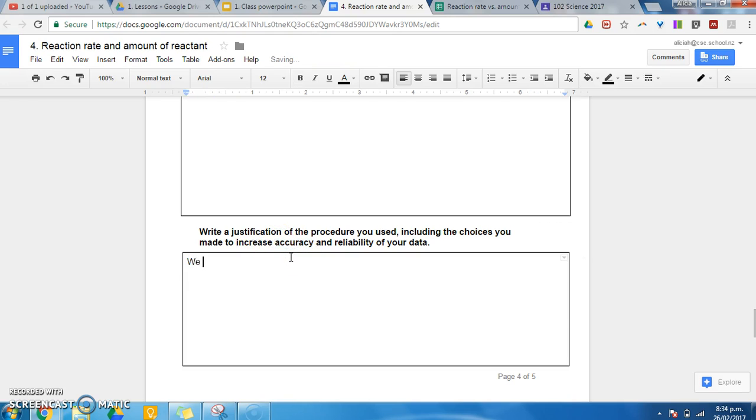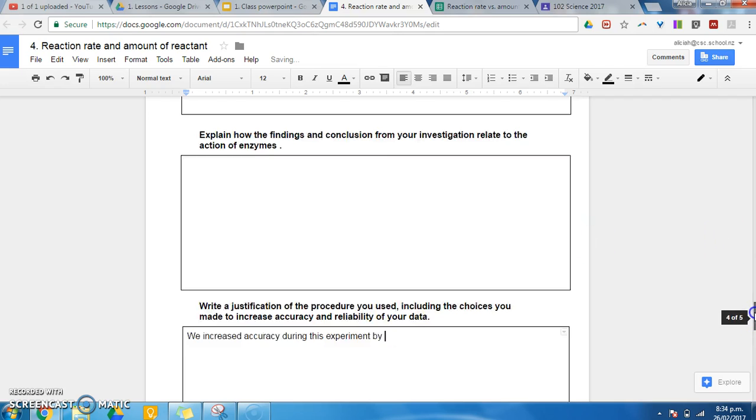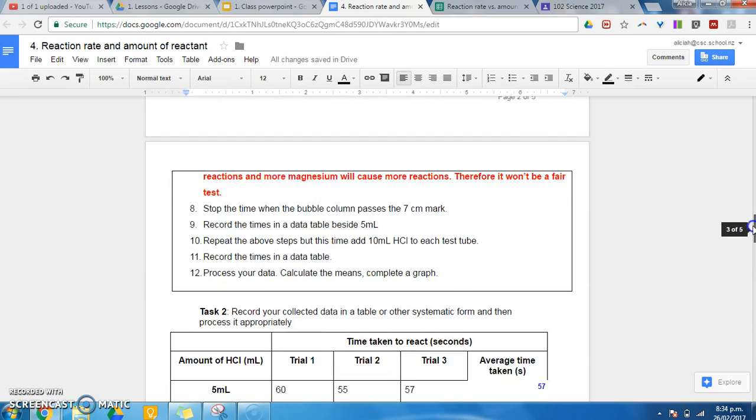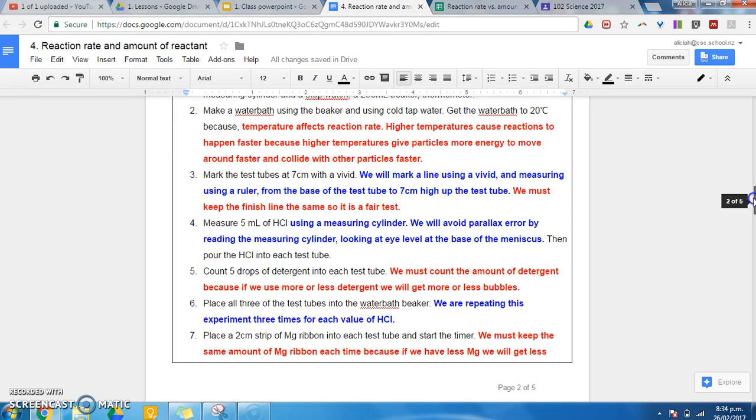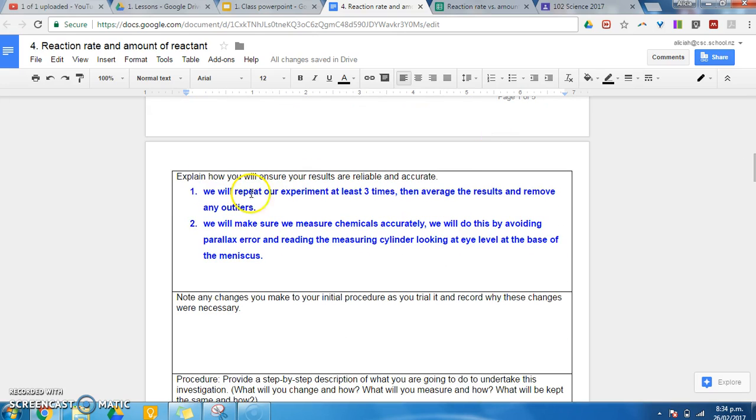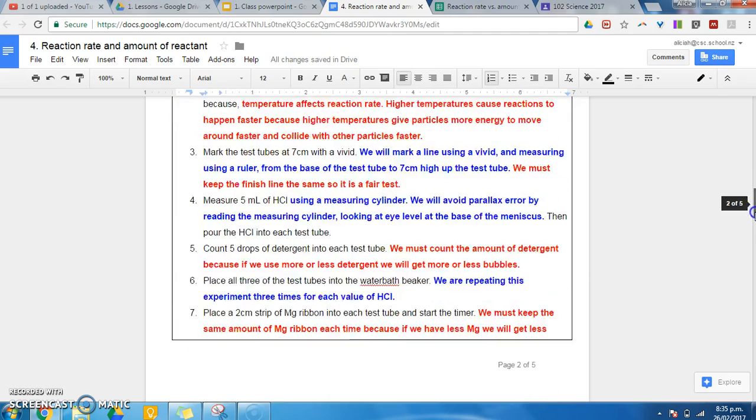So we increased accuracy during this experiment by, now we go back up to where we talk about how we did that. So there's a box specifically for it under the planning stage. So we said we will repeat our experiment at least 3 times, then average the results and remove any outliers, and we will make sure we measure chemicals accurately to avoid parallax error by reading the measuring cylinder, looking at eye level at the base of the meniscus. So we can copy those 2 things down. You can copy it if you're on a computer, otherwise you can just rewrite it.